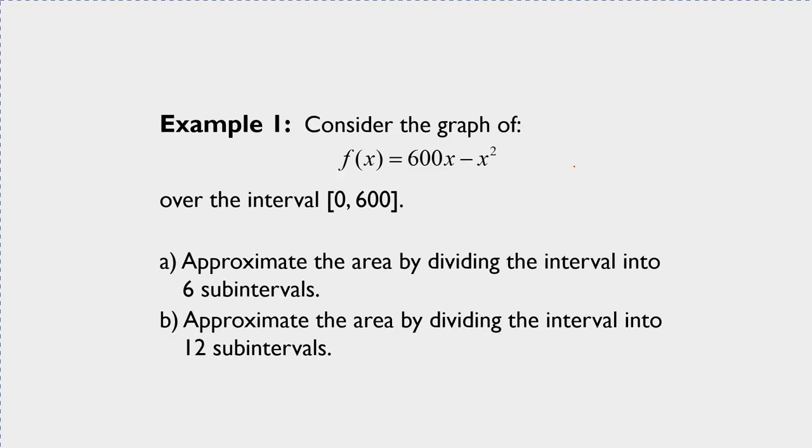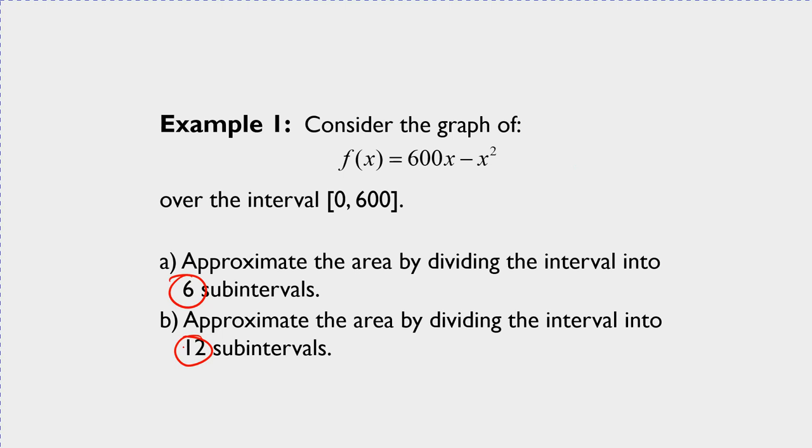So let's do an example here with approximating an area. Consider this graph. We take f of x equals 600x minus x squared over the interval from 0 to 600. I want to approximate the area by dividing the interval first into 6 subintervals and then 12 subintervals.